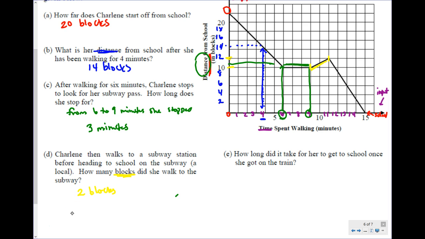Okay? Really pay close attention to what the question's asking. If this question were saying how long did it take her, then you'd look from 9 to 11. But because this is saying how many blocks, we need to look at the distance for that.